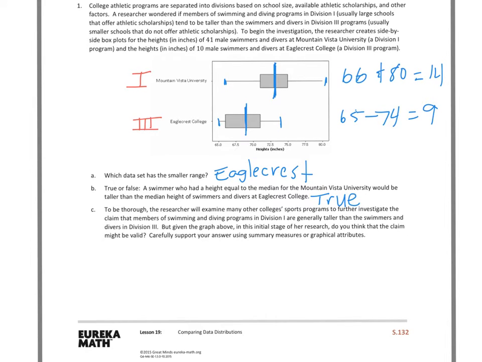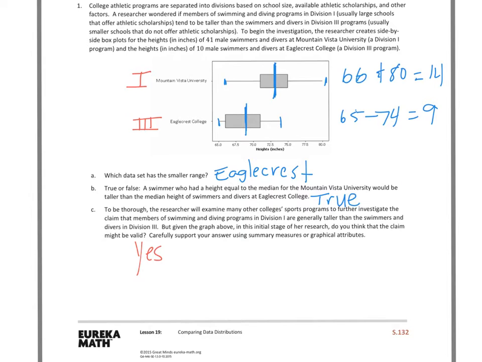Now for C, to be thorough, the researcher will examine many other college sports programs to further investigate the claim that members of swimming and diving programs in Division 1 are generally taller than the swimmers and divers in Division 3. But given the graph above, in this initial stage of her research, do you think that the claim might be valid? I'm going to say yes, and I'll explain why.